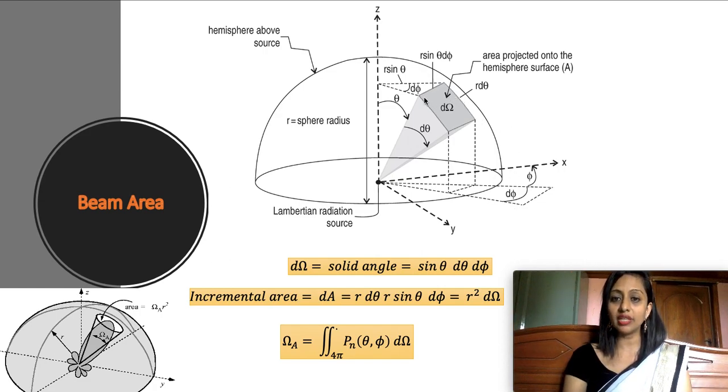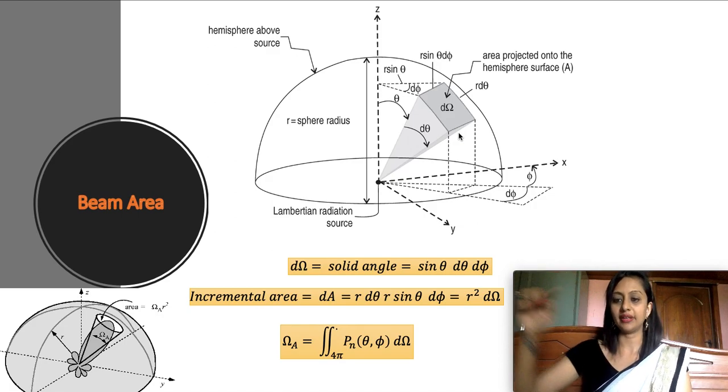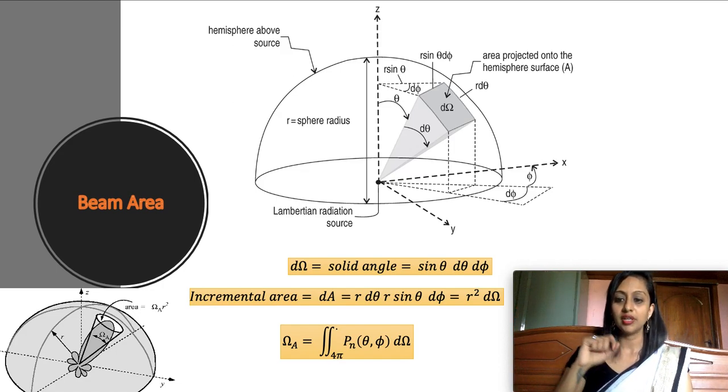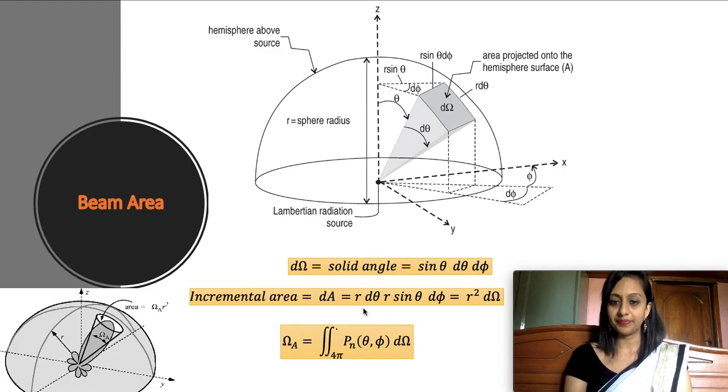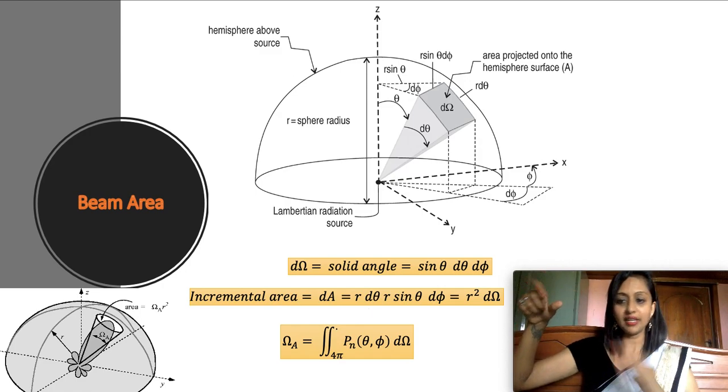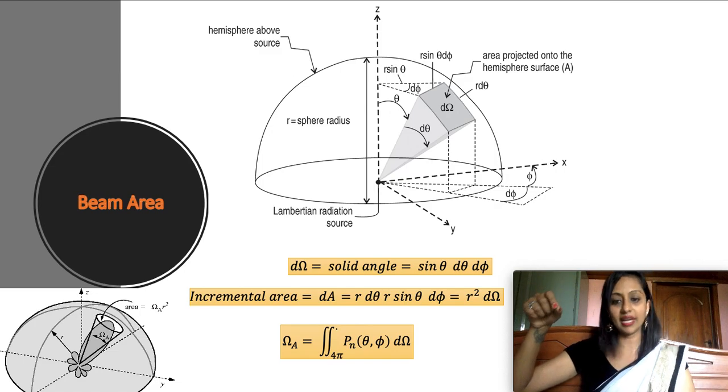Had I taken only the area on the top of the surface, it would have been d theta into d phi, right? But I'm not interested only in that. I'm interested in the complete area, which is going till the origin. So what is that distance? R. So one distance is R into d theta, because d theta is there, so that distance is r. The other one is d phi, and that particular distance is again r.